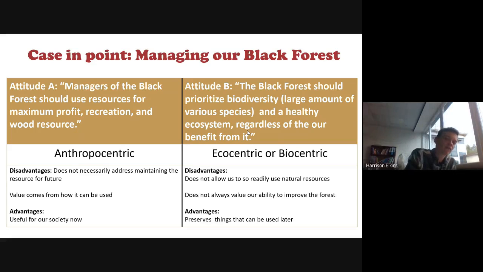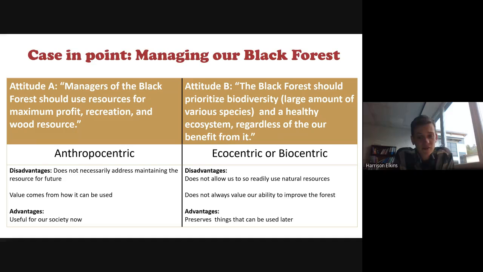All right, these have several different advantages or disadvantages. So for instance, attitude A, if you say, hey, let's use a lot of resources for maximum profit, recreational wood resource, okay, you're not necessarily addressing the fact that you need to keep that resource for the future. And the value for our forest comes in how it can be used. So our Black Forest is a good thing because we can use the wood to make stuff. Those could be some disadvantages because it might miss the whole picture. The advantage is it helps us focus on how we can use it currently in our current situation.